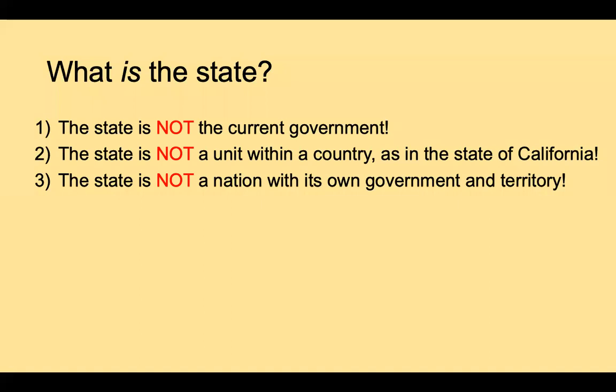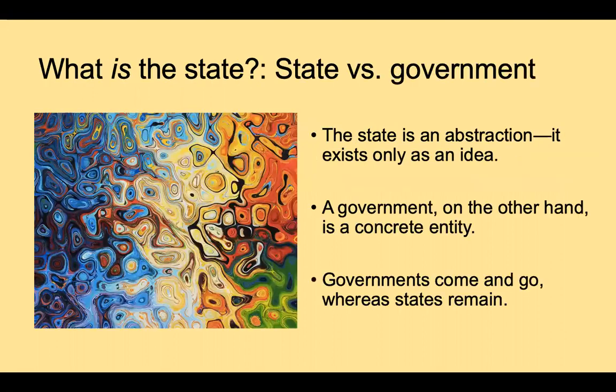And the state of California, moreover, is simply a unit within a country, not the state. And then finally, the state is not a nation with its own government and territory. What you'll see is that some states have many nations. And it's also the case that some nations span several states. And so all of these are wrong. And let's elaborate this a little bit further. Remember that I told you that a government is a concrete entity. Donald Trump is the president of the United States.